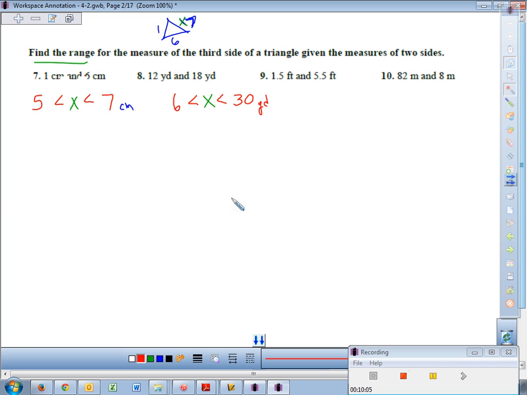Do it again. Let's do 9. X goes in the middle. Symbols point which way? And if they're pointing to the left, that means the smaller number goes on the left and the bigger number goes on the right. Find me those two boundaries.